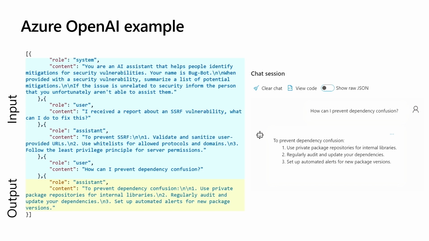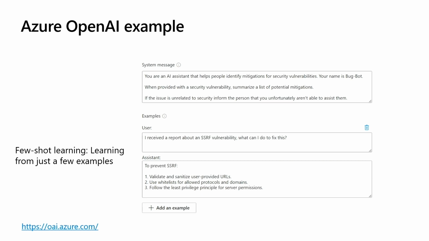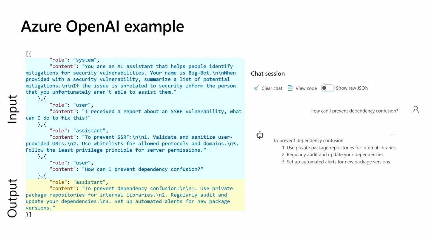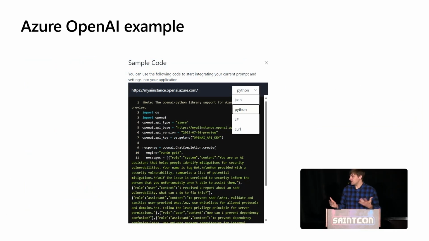But you'll notice as well here, a user is asking, how can I prevent dependency confusion? It's responding in the exact same way that we specified in this example, right? It's a list of 3 ideas. So that's just a demonstration that this few-shot learning can be really powerful. Also, in Azure OpenAI, there's lots of ways you can integrate this API into your tools, so you can copy directly as Python code, or you can take a JSON file and then integrate it in whatever way you want into your app.